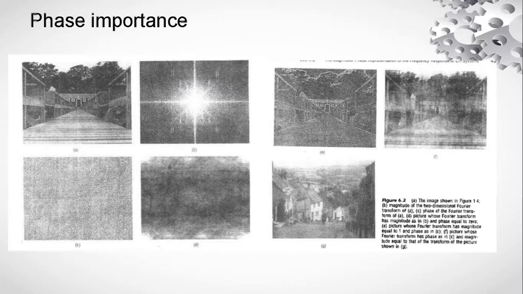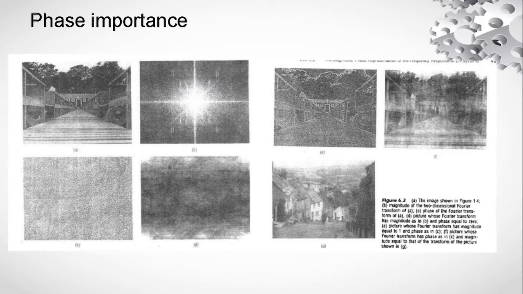Now let's look at a practical example of why phase is important. In this slide, take a look at the picture from the top left corner. This is an image, and now you are taking the Fourier transform of this image, and the second picture from the top is its magnitude, and the first picture from the bottom is its phase. Now do one thing: take the magnitude, set the phase equal to 0, and take its inverse Fourier transform. You get the second picture from the bottom.